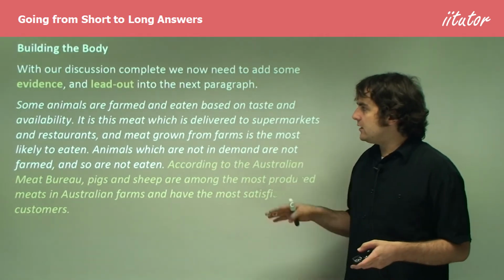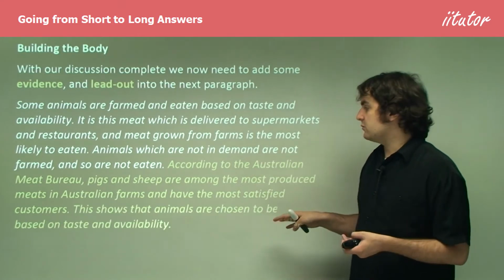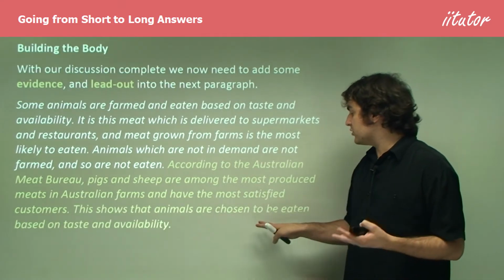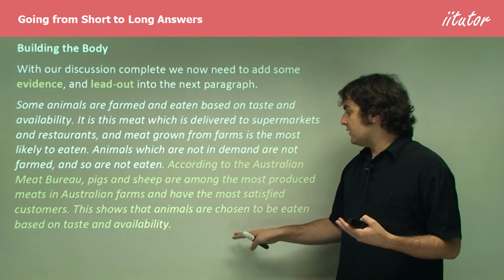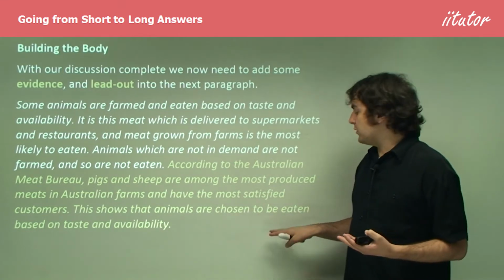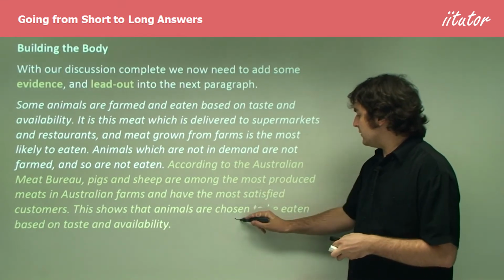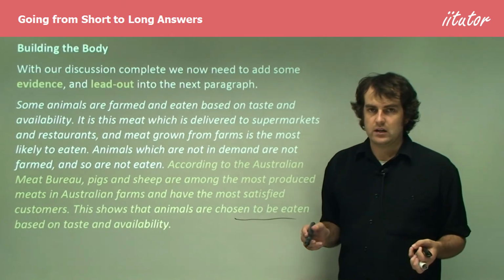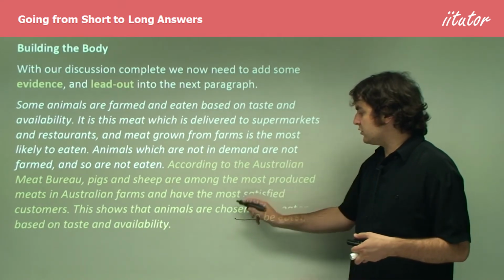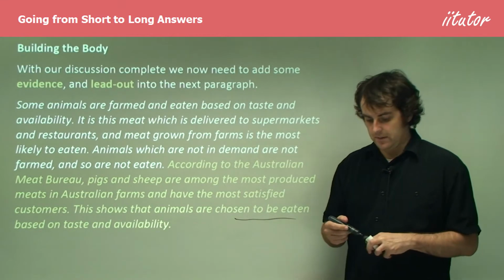This is where our lead out also helps, because we can say this shows that animals are chosen to be eaten based on taste and availability. So we've got that point there, our chosen to be eaten, which is part of our question. As in, why do we eat some animals? Well, we choose to eat some animals, and that's the reason why.